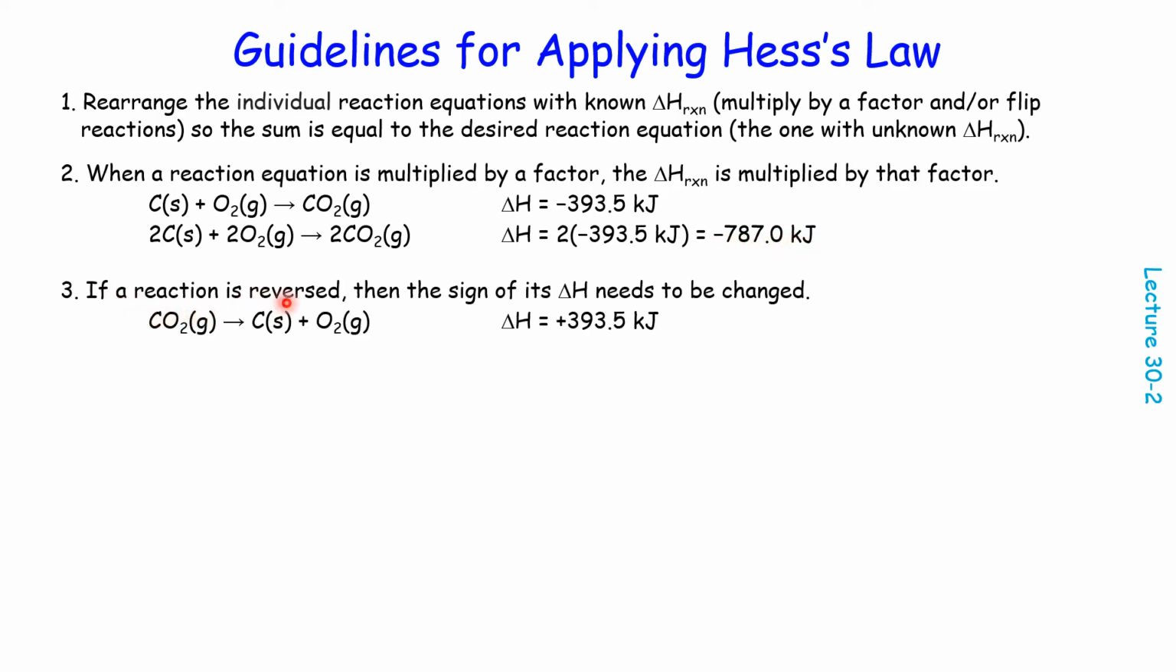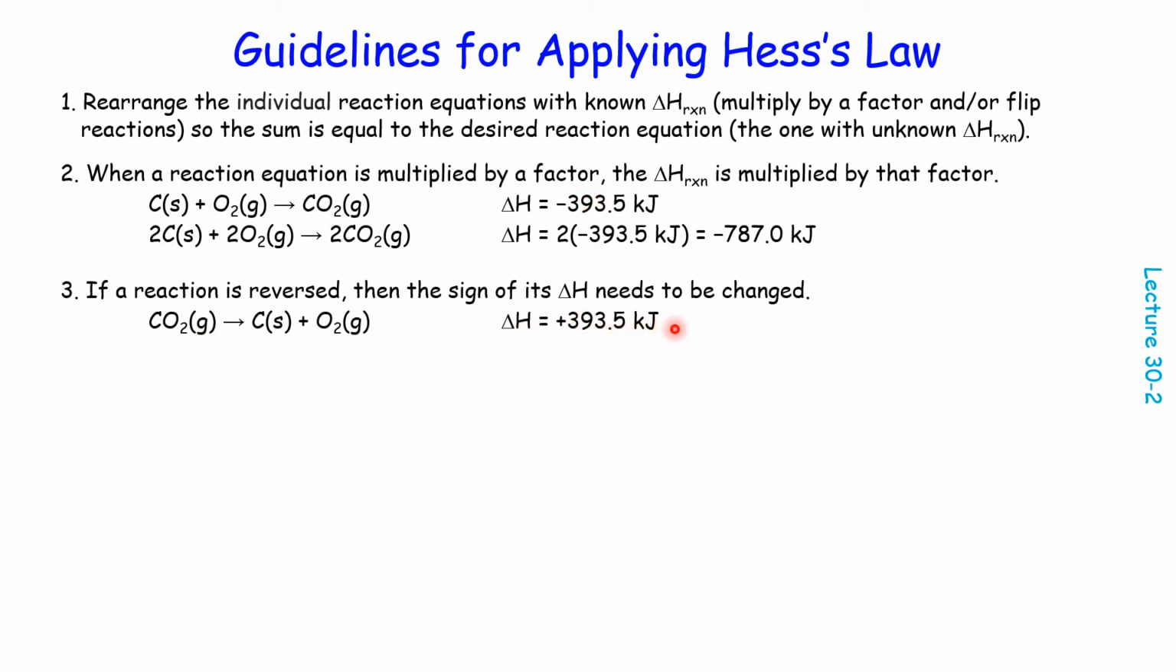Sometimes you need to reverse a reaction. If you do that, the sign of that delta H must be changed. Look at this reaction: carbon reacting with oxygen forming carbon dioxide. And this is exactly the reverse reaction of that one. The delta H for this combustion reaction is negative 393.5 kilojoules. And the delta H for the reverse reaction has to be positive, the same value, 393.5 kilojoules.